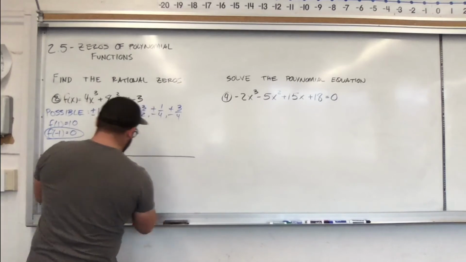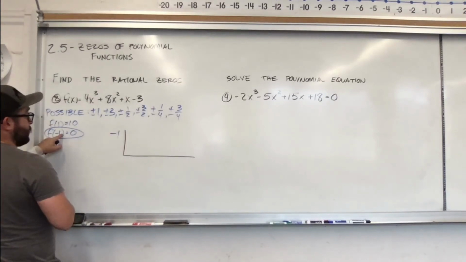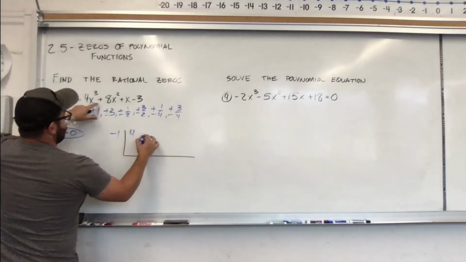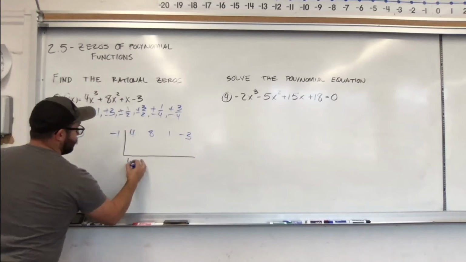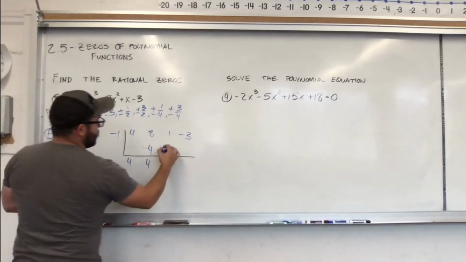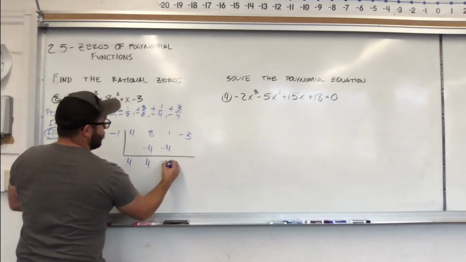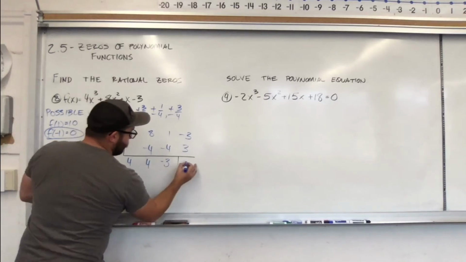So get our synthetic going. We know that negative 1 is going to be one of our zeros. We've got 4, 8, 1, negative 3. Bring down the 4, multiply to get negative 4. Do it again, we get negative 4. We should be getting negative 3, 3. And as to be expected, we get 0.